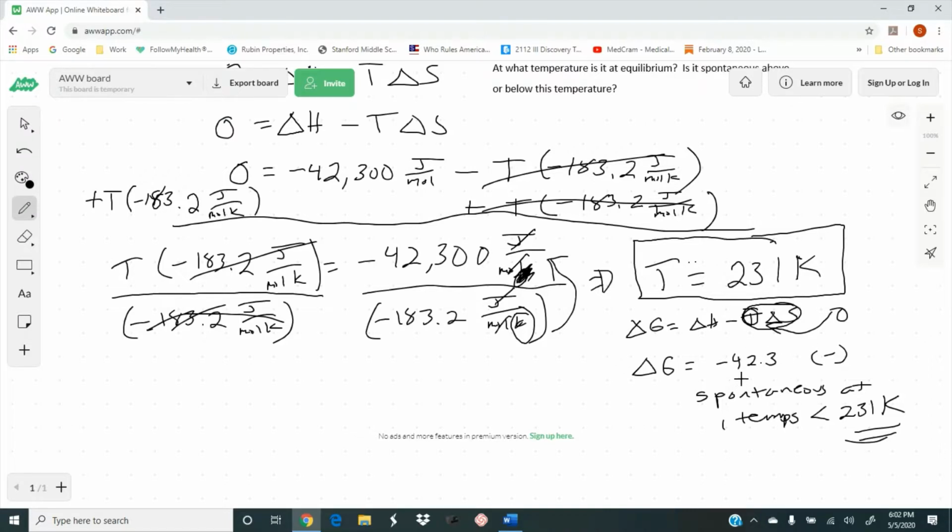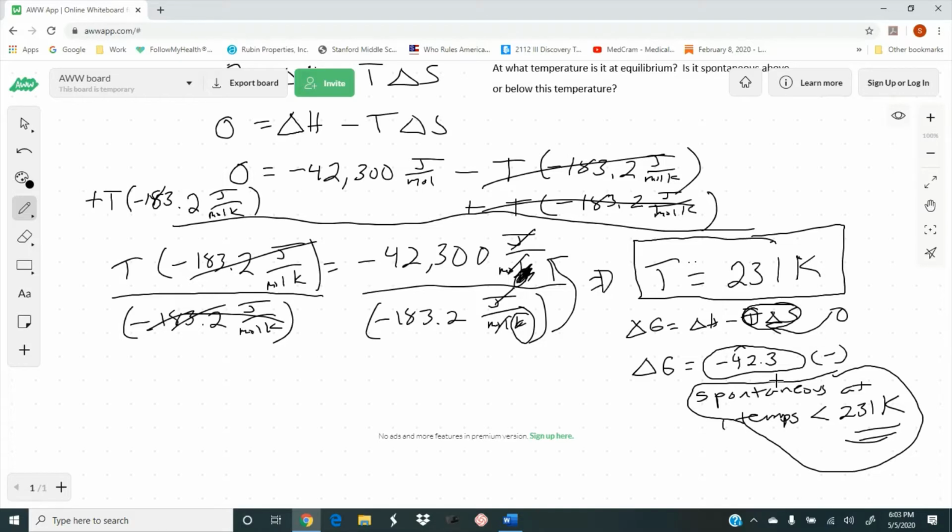Which basically just means that if your delta H is negative, like it is right here, the reaction is going to be spontaneous at temperatures below your equilibrium temperature. If your delta H is positive, your delta G is going to be positive at temperatures below this, and therefore it's going to be negative above it. So in this case, since we have a negative delta H, our reaction is going to be spontaneous at temperatures below this. There's your answer to this last part of this problem. Okay. Hopefully that was all clear.